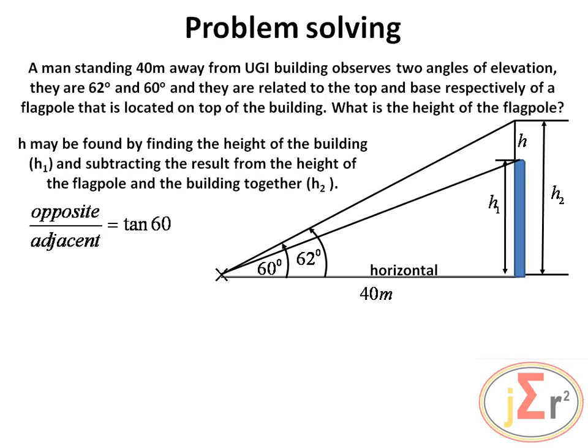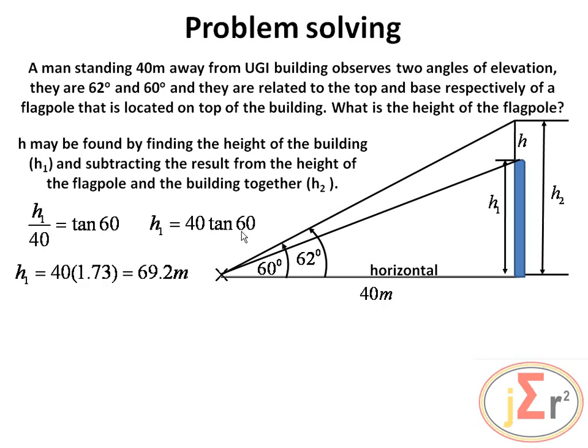So opposite over adjacent is equal to tan 60. We are talking about this first triangle that contains h1, this smaller one. h1 is opposite to the angle 60 degrees, and 40 meters is the adjacent. So h1 over 40 is equal to tan 60. Since we are dividing by 40 here, we multiply by 40 on the other side. That's what we have right there. Tan 60 is 1.73, and we make light work of the calculation.